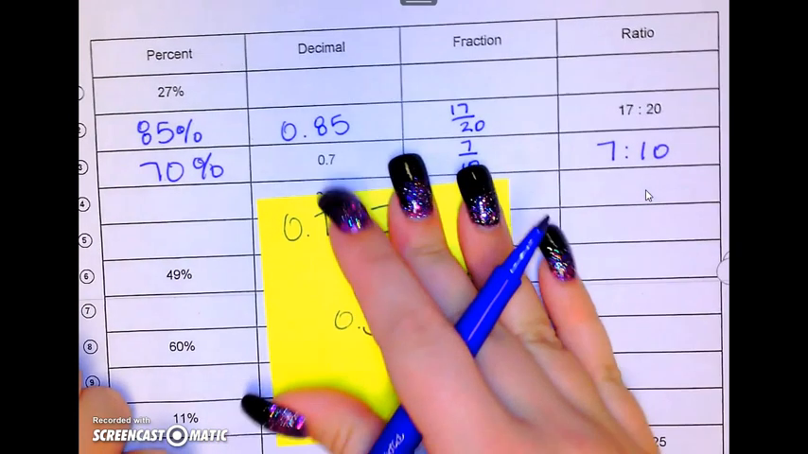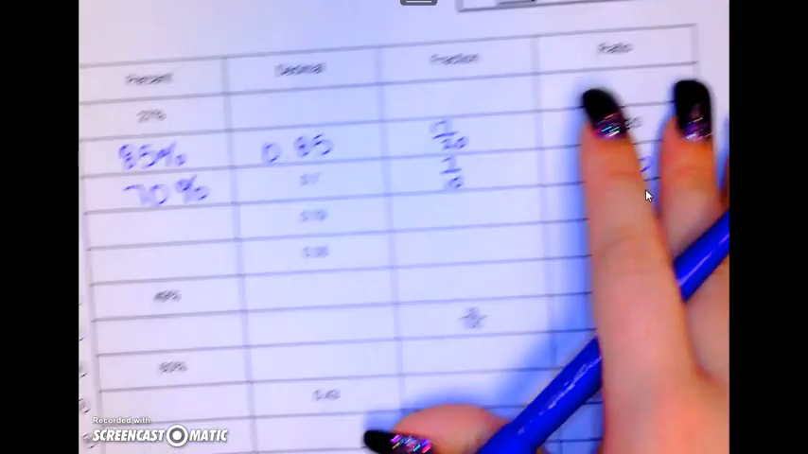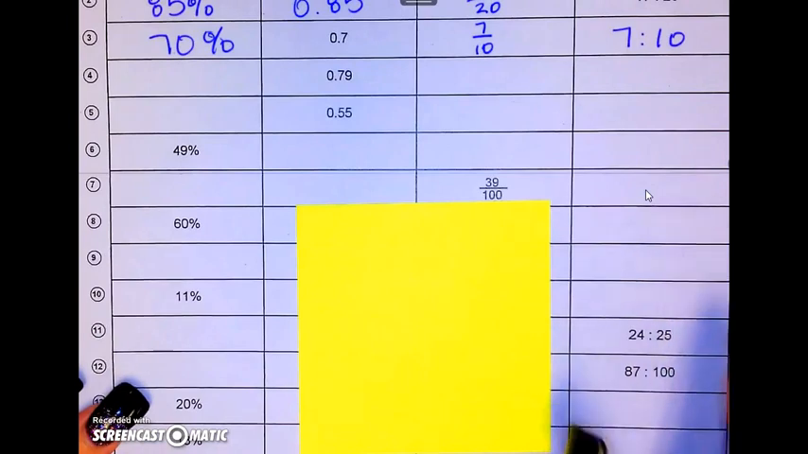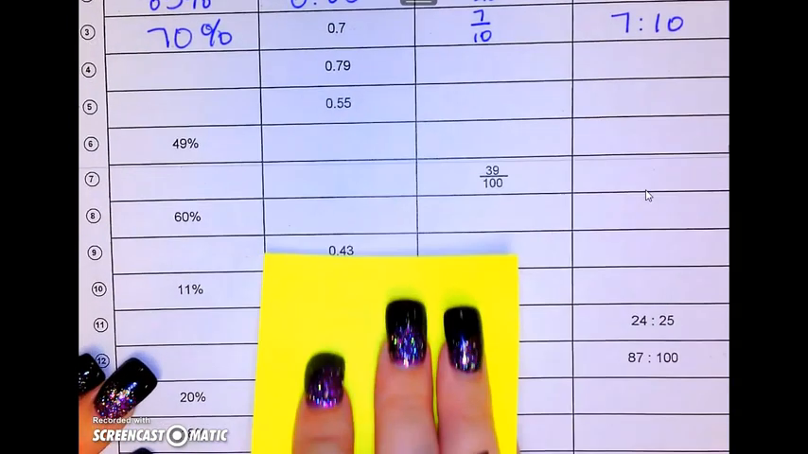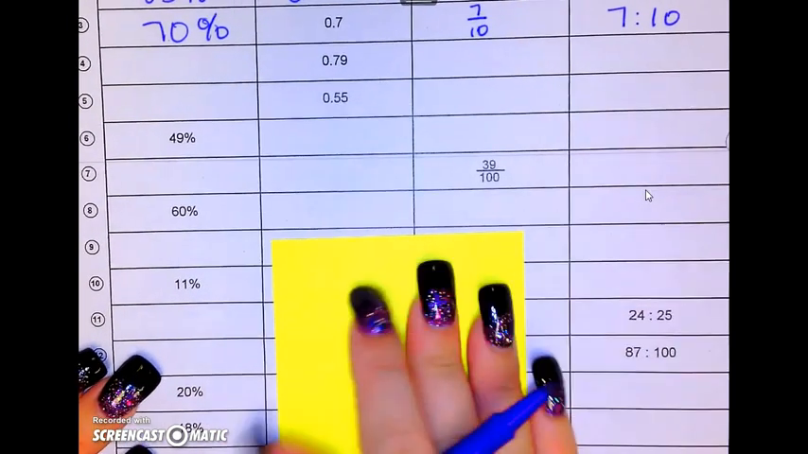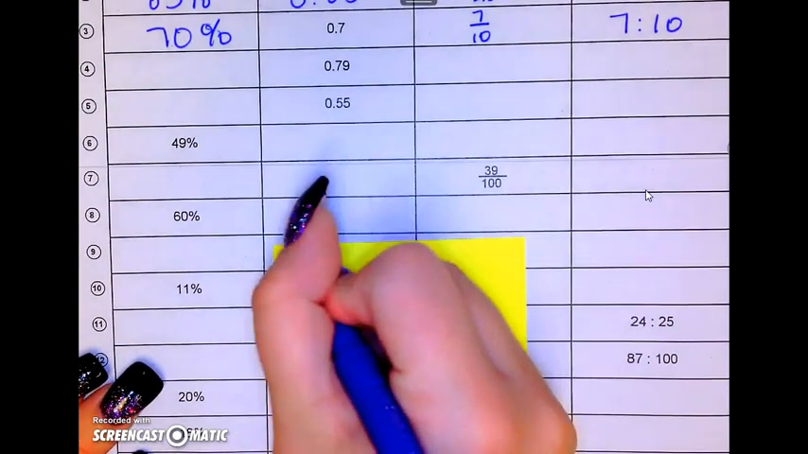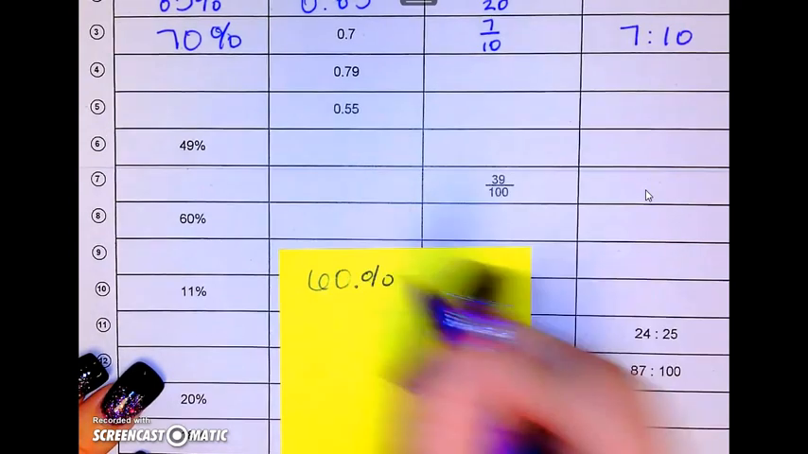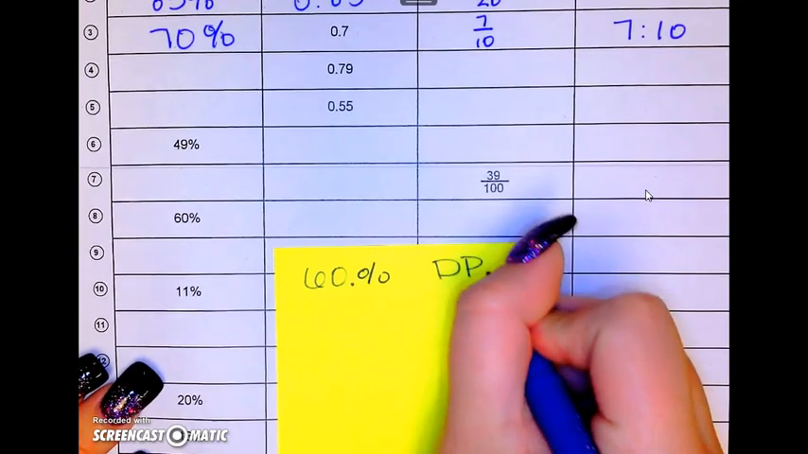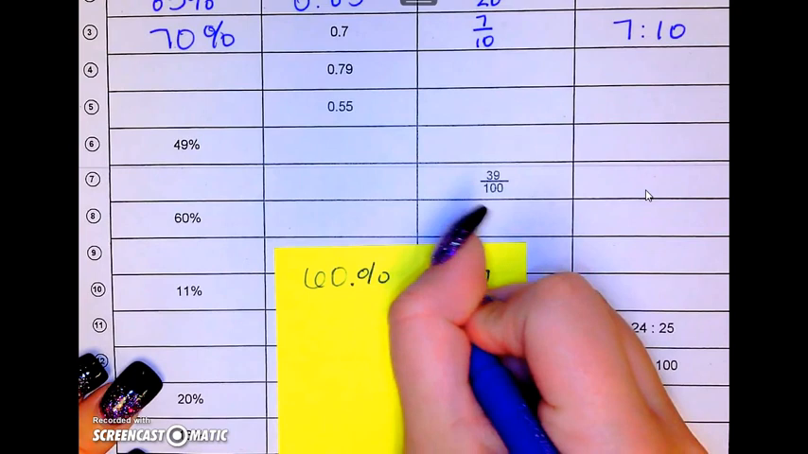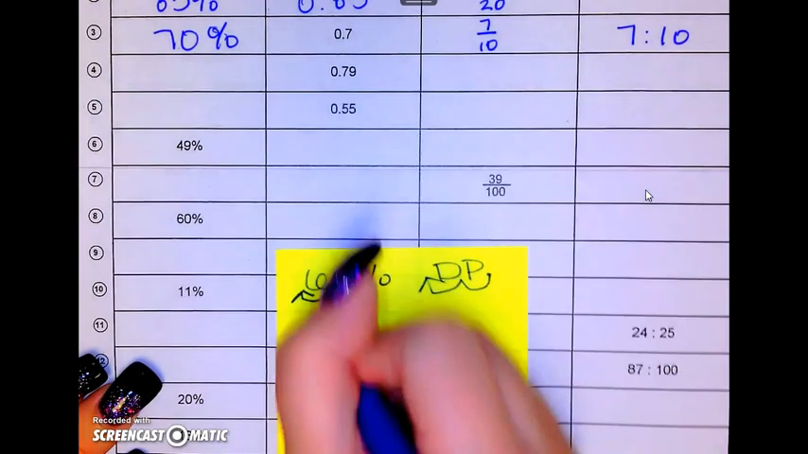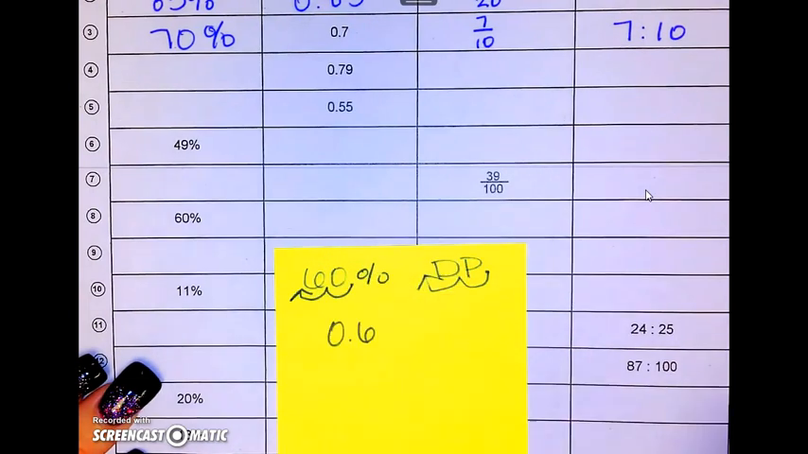Alright, now let's look at number 8. This one gives you the percent, okay? So to go from a percent to a decimal, all you're going to do is move the decimal over. So on 60%, the decimal right now is behind the 0. You're going to use Dr. Pepper. It's a percent, so you want to go to the left 2 times. 1, 2. So this as a decimal is 0.6, or 6/10.